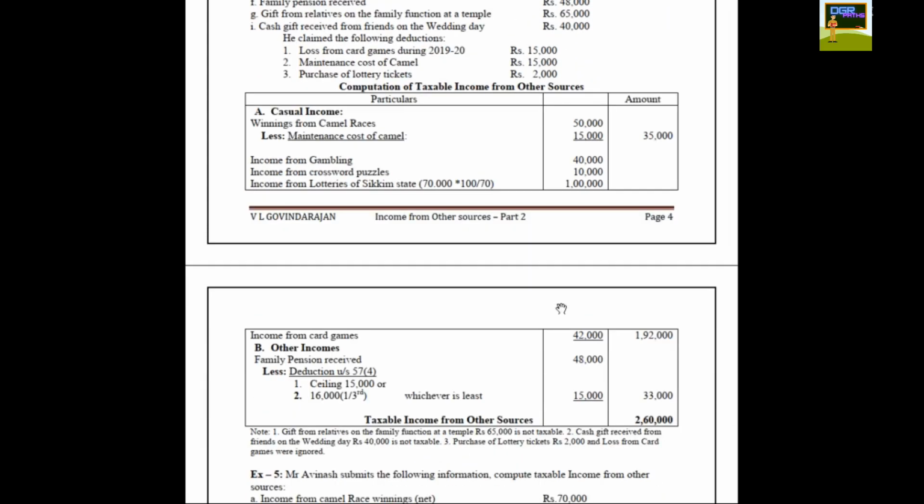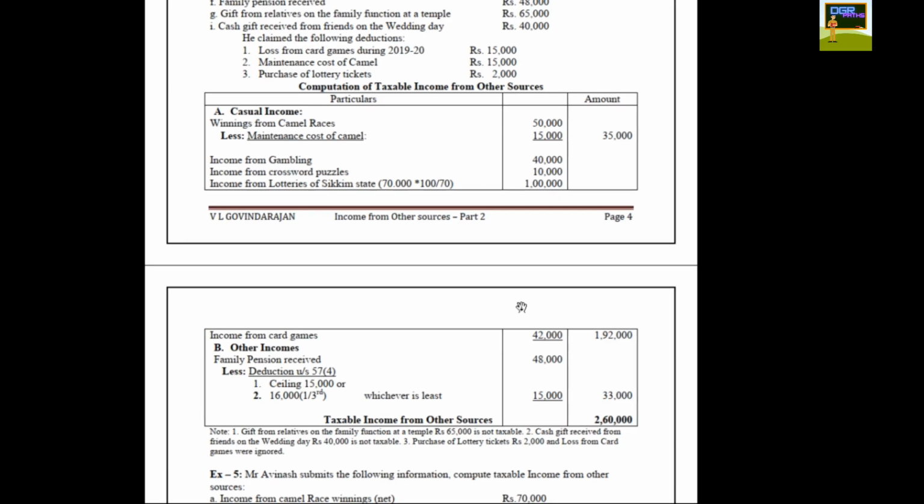Other incomes: family pension received, less deduction under section 57(iia), 15,000 or 1/3 of family pension, whichever is the least, was exempted, the balance taxable. Note, gift from relatives on the family function at a temple is not taxable. Cash gift received from friends on the wedding day is not taxable. Purchase of lottery tickets and loss from card games were ignored.